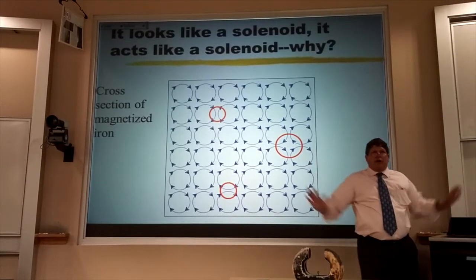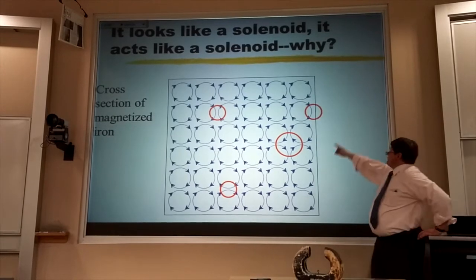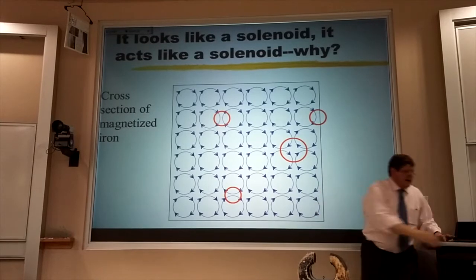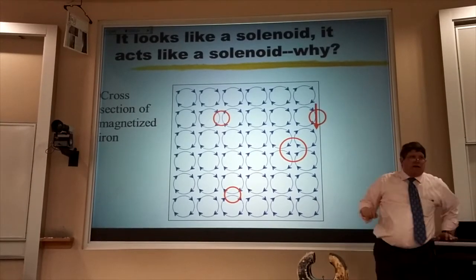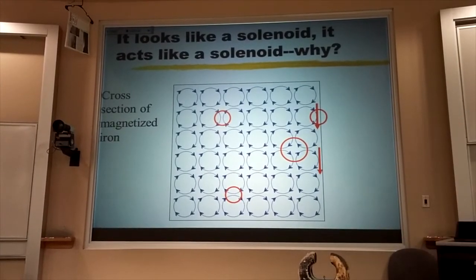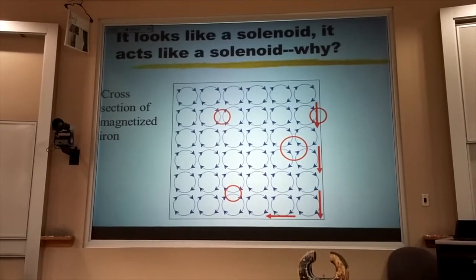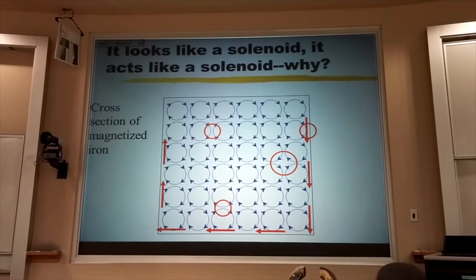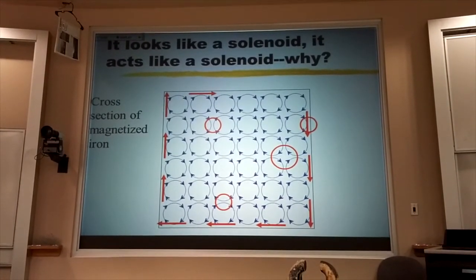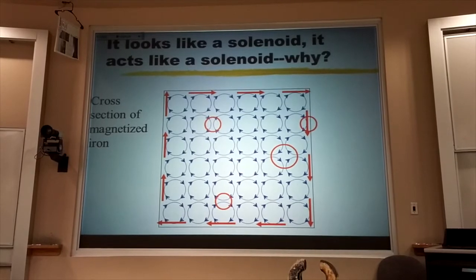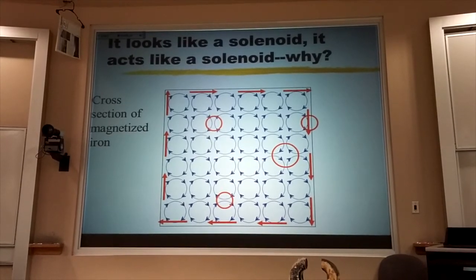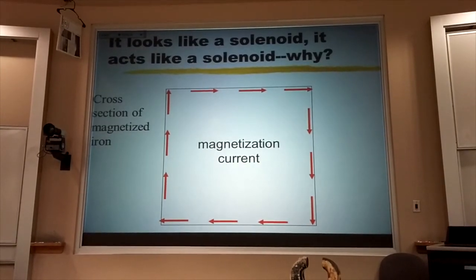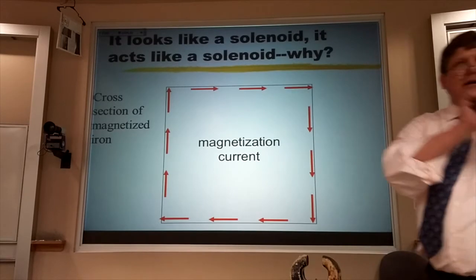They cancel everywhere, except on the edges. On the edges, there's nothing to cancel that little current loop. And so it looks like I've got current on the edge, there, and there, and there, and there. Everywhere else it cancels. So that hunk of iron looks like a current loop around the outside of the metal.